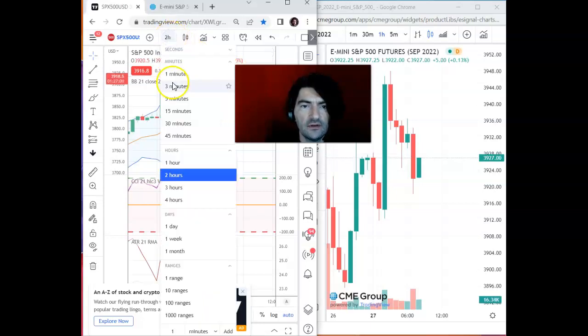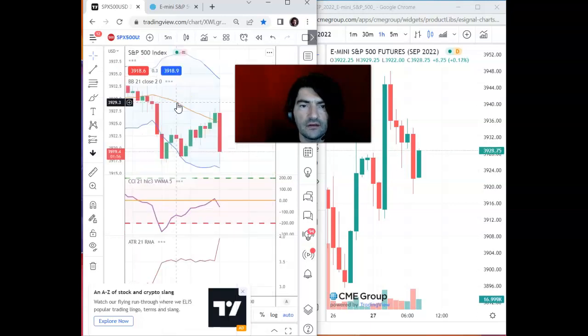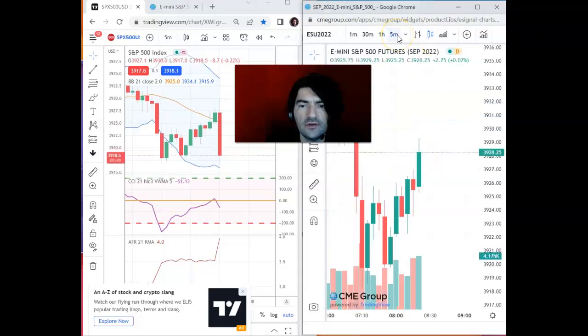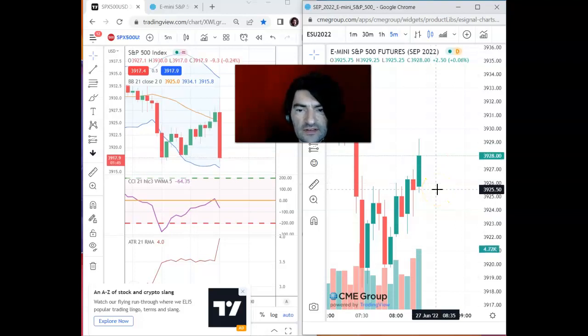Now I'm going to take this down to the 5 minutes, so they're both similar, except this one on the right is the 1 hour, and I'll explain why in a second. But I'll put it to the 5 minutes as well, so that we can see side by side. Now, you might notice some slightly dissimilar price behavior. On the right-hand side, the futures are doing something slightly different.